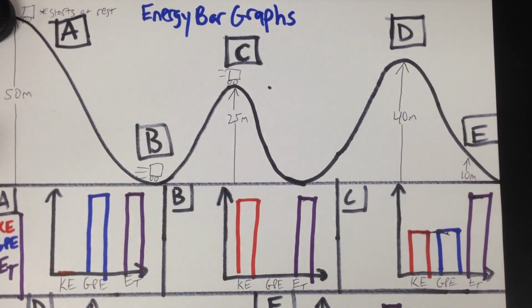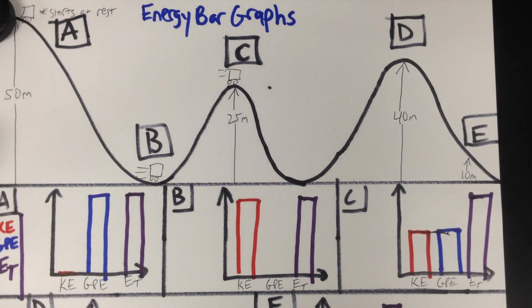Hey guys, so these are your notes on energy bar graphs. Bar graphs can be used to represent how much kinetic energy, gravitational potential energy, and total energy you have in a roller coaster at different locations. So you can see I drew this coaster here, labeled with 5 different locations, strategically placed to see how the bars' heights are different at each location.